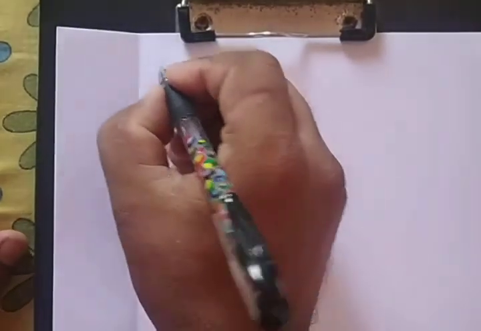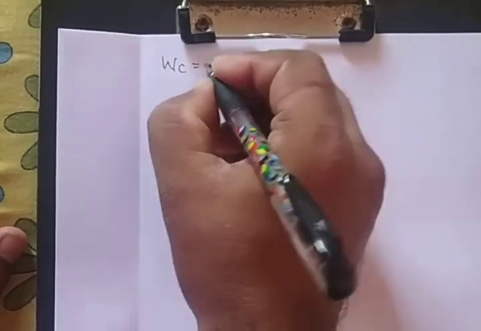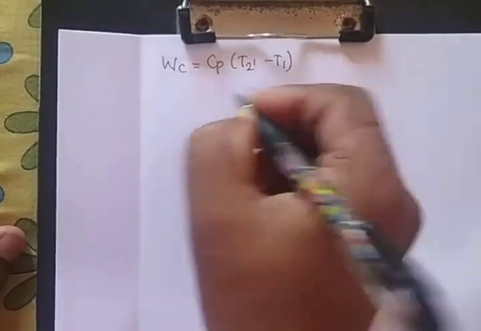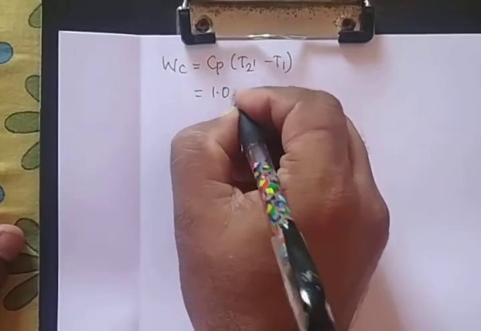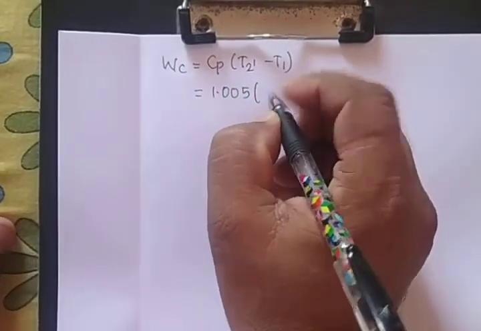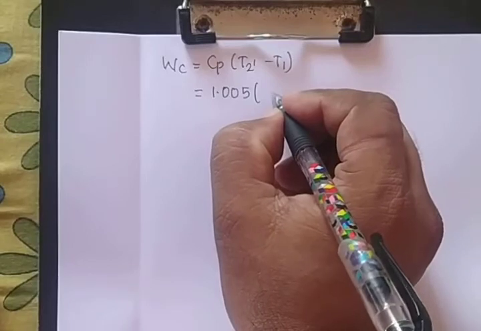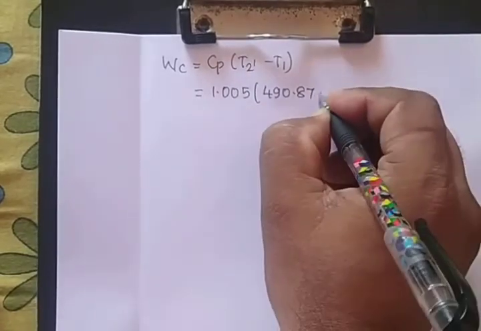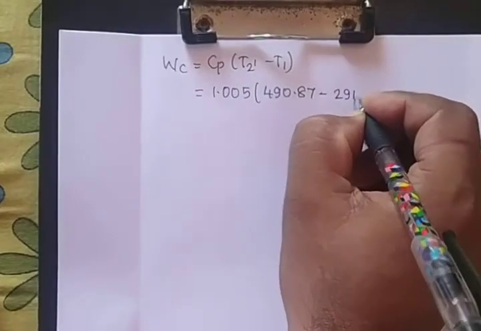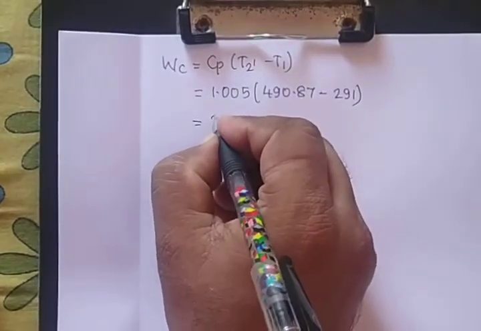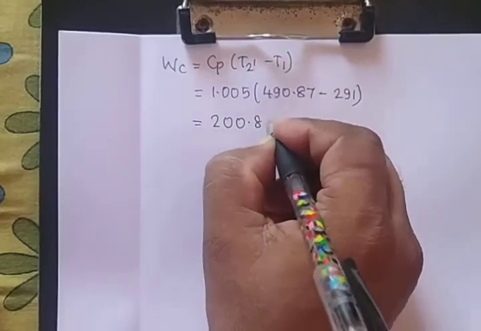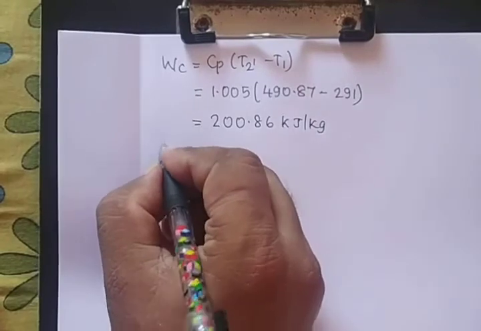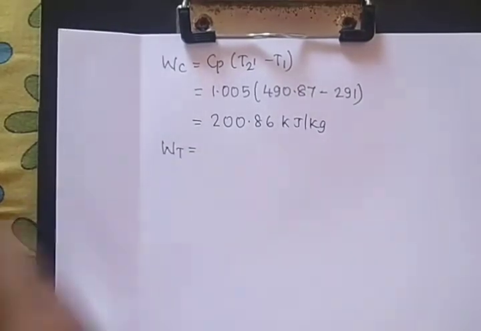So compressor work will be equal to Cp into T2 dash minus T1, that is 1.005 into bracket T2 dash is 490.87 minus T1 is 291, that is work of compression will be equal to 200.86 kilojoules per kg. So next find out work done by turbine, that is WT.